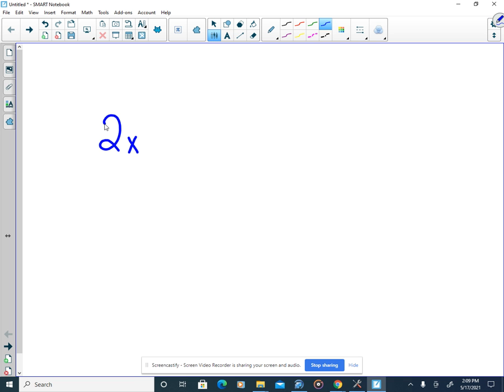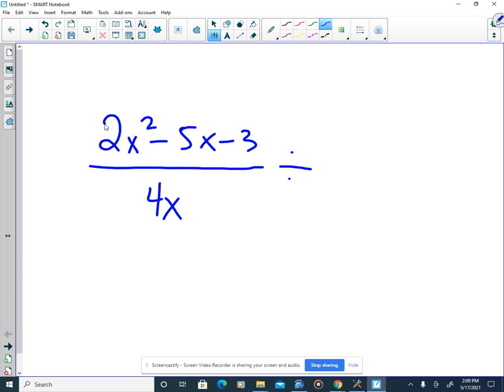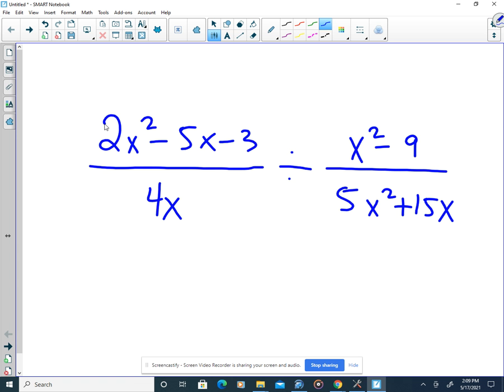So say we have (2x squared minus 5x minus 3) over 4x, and I'm dividing that by the fraction (x squared minus 9) over (5x squared plus 15x).